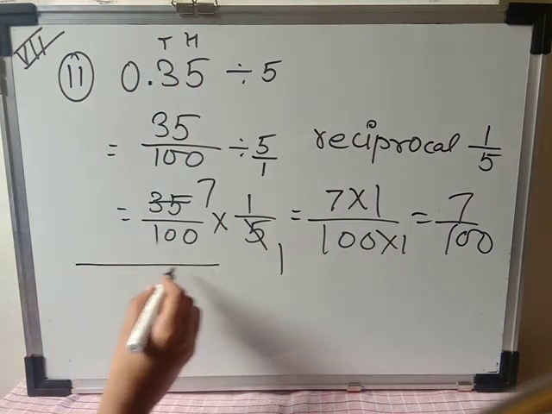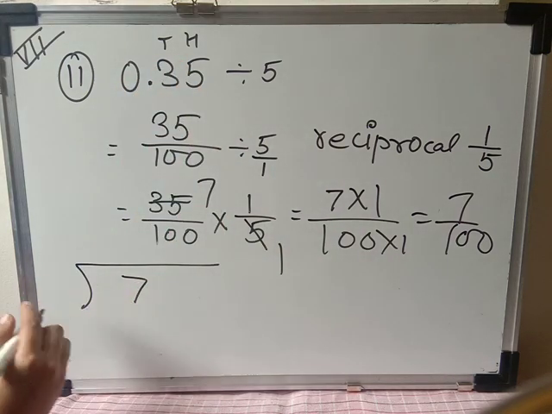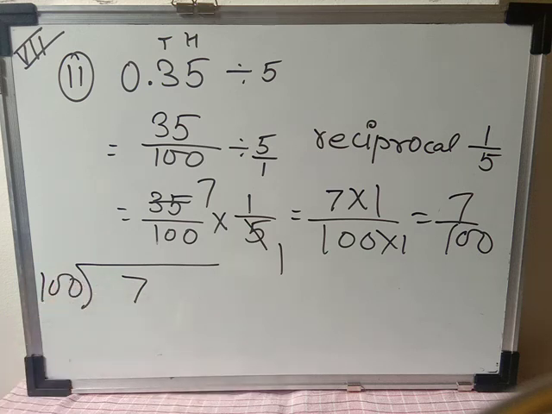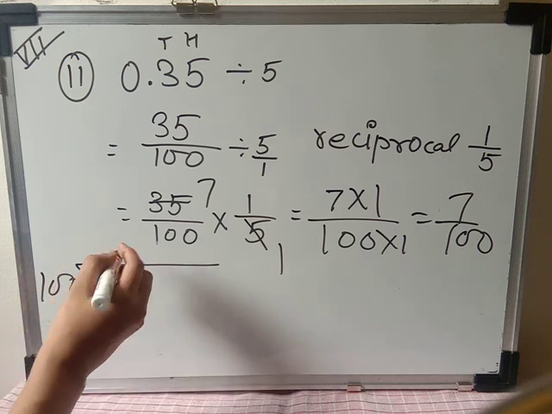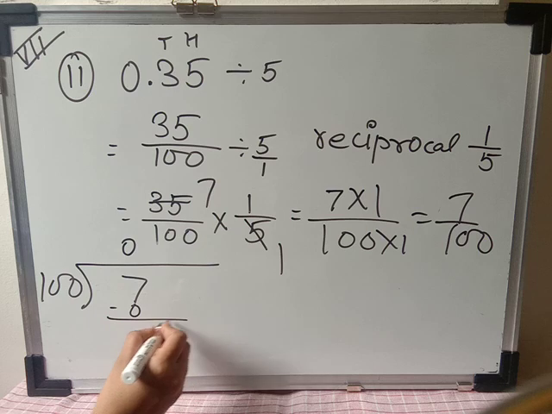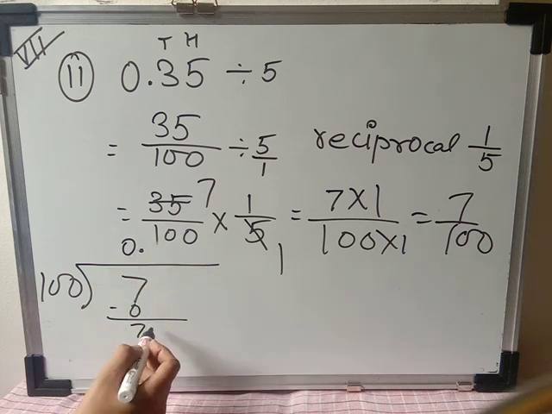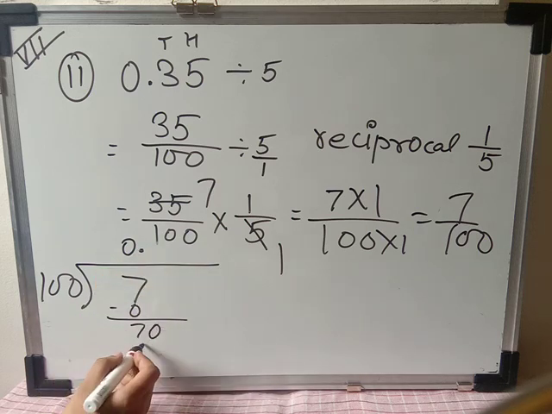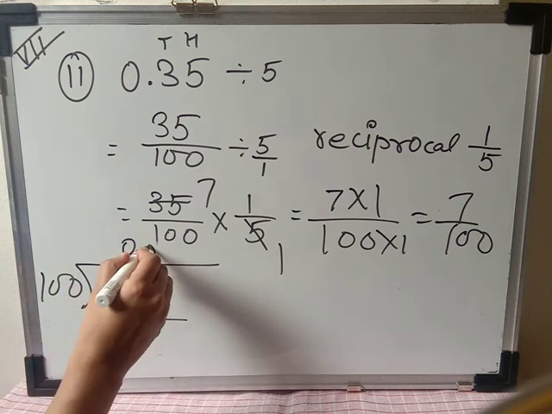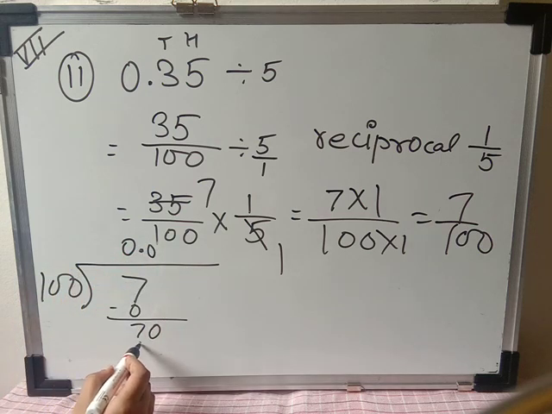So what we have to do here, we have to divide the 7 by the 100. Here 7 is less than 100, so it means we have to divide with the 0. 7, take decimal. You can take 0. Again 70 is less than 100, so again we have to divide with the 0.